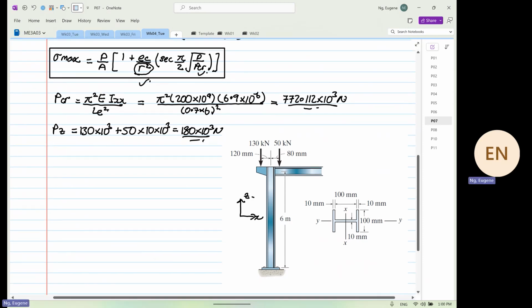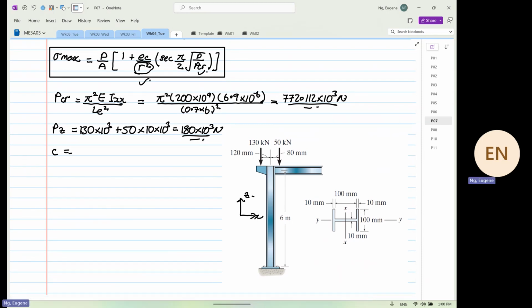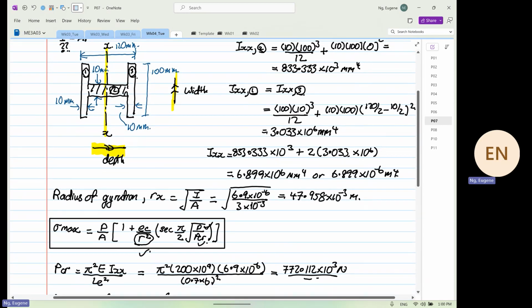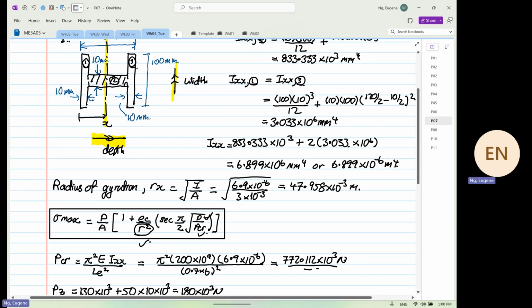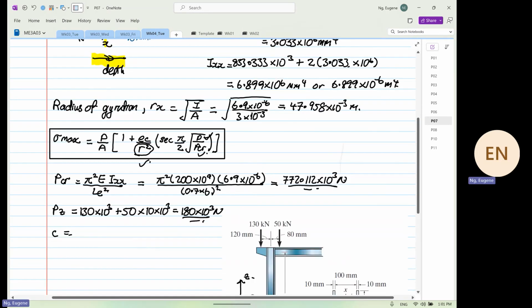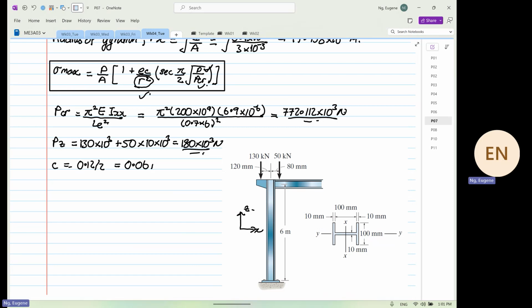Right. So the next thing is we want to find C. We have P. We have PCR. Next, we are going to find C. So C is equal to what? This is the distance for C. So C is the furthest distance away from the centroid about the x-axis. So that will be equal to 0.12 divided by 2. So this is equal to 0.06 meters.